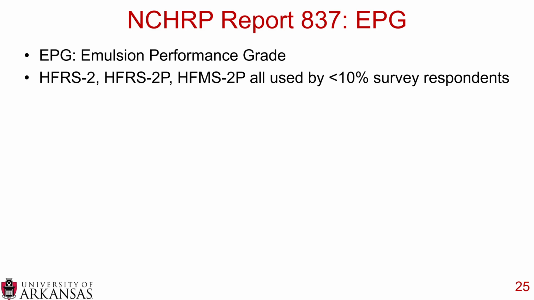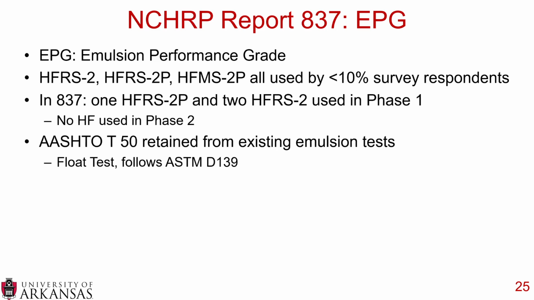The first is NCHRP report 837. This is the EPG, the emulsion performance grade. In their survey, they found that these high float emulsions were all used, but by less than 10% of survey respondents. So high floats are not being used as much as those other emulsions for chip seals.